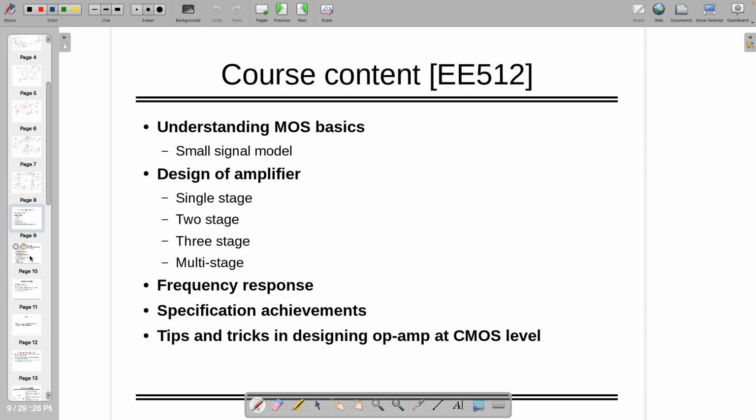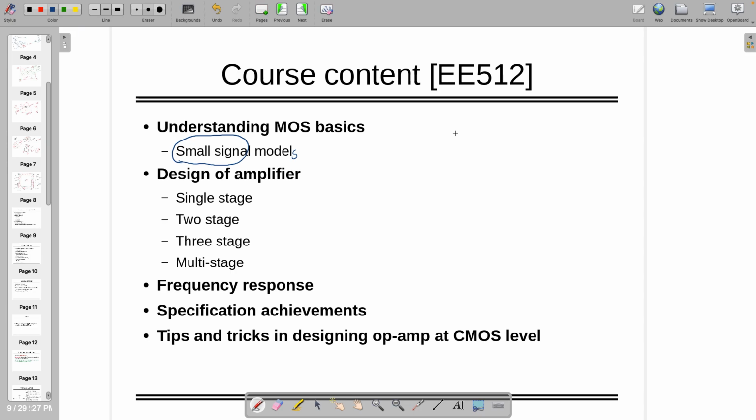So what we are going to do in this course. The course content goes as follows. We are going to deal with small signals. We are not going to deal with large signals. That's why, to understand MOS basics, we are going to make the small signal model. Small signal models will be there for NMOS and PMOS, and using the whole thing, we are going to analyze how the circuit works, or find out the transfer function. We are going to find out different dynamics of that.